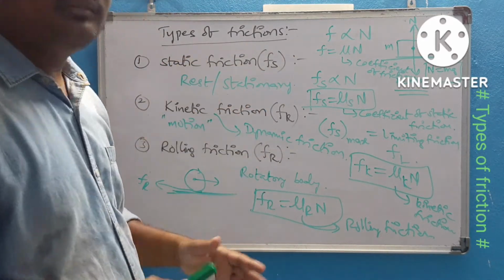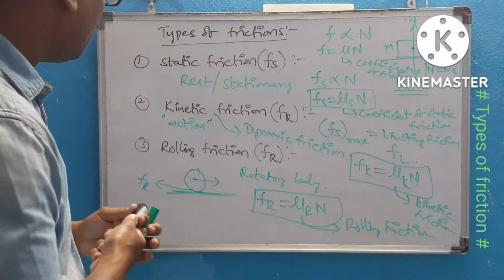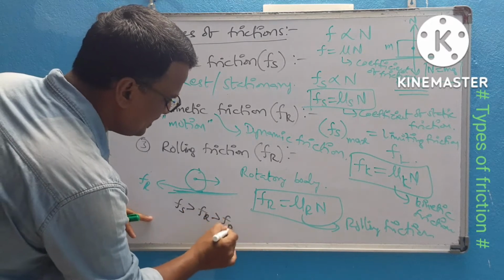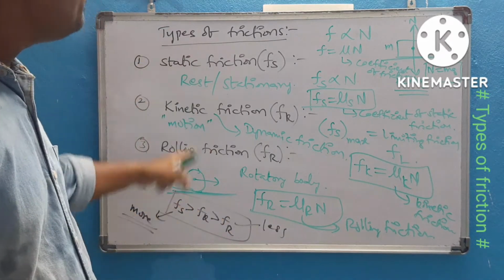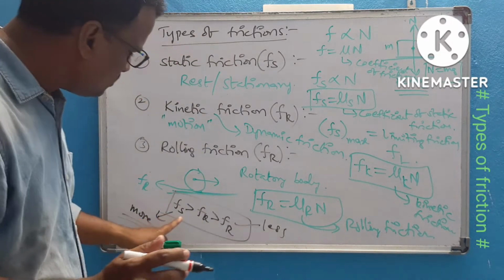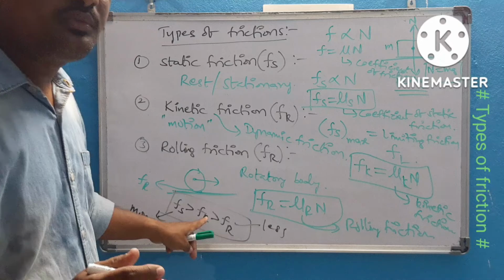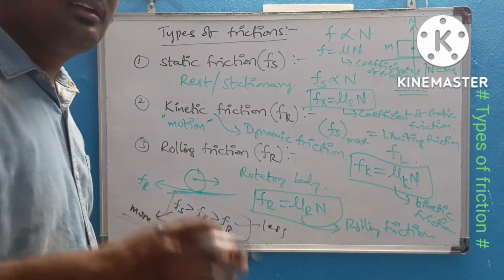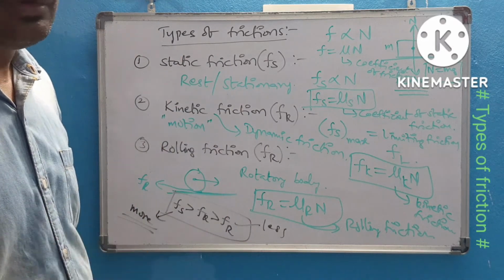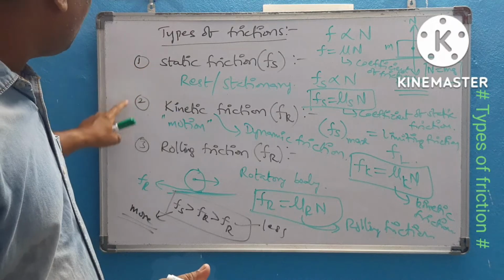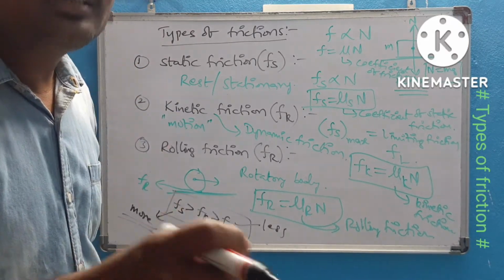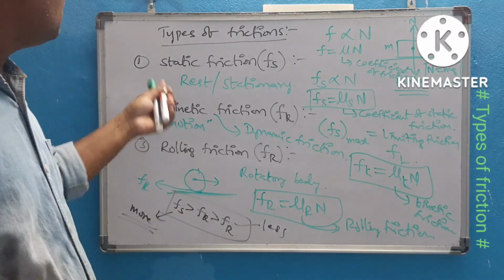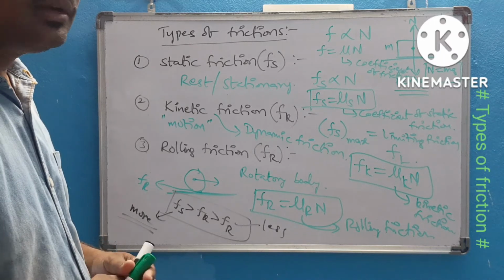Among all these three frictions, you must remember that Fs is greater than Fk, which is greater than Fr. That means rolling friction is very less and static friction is the highest. So you must remember that among these three frictions, rolling friction is really very less. Okay, so this is about the types of frictions.